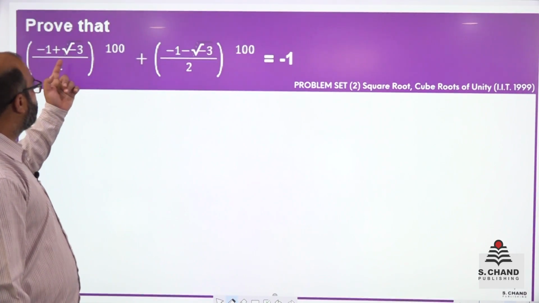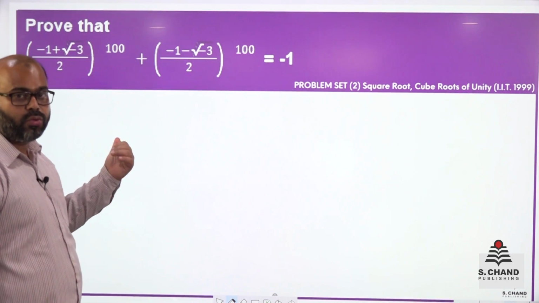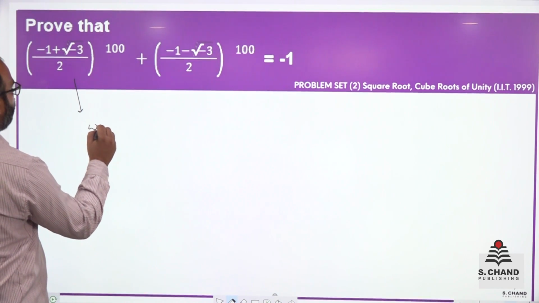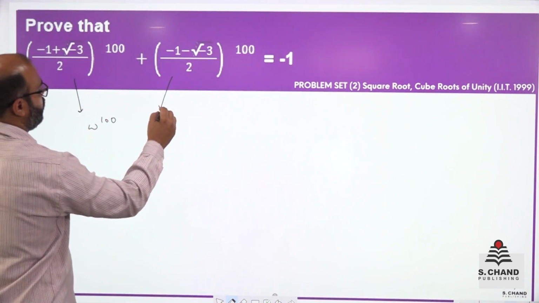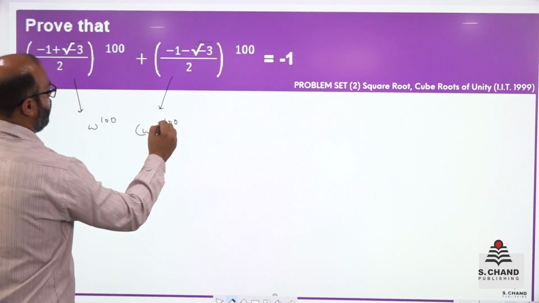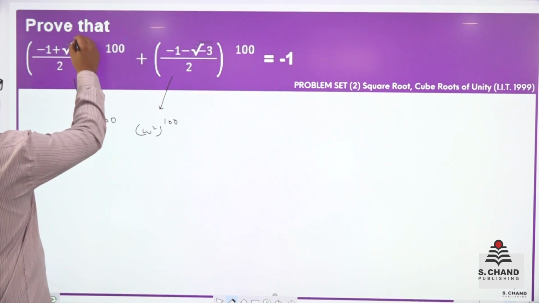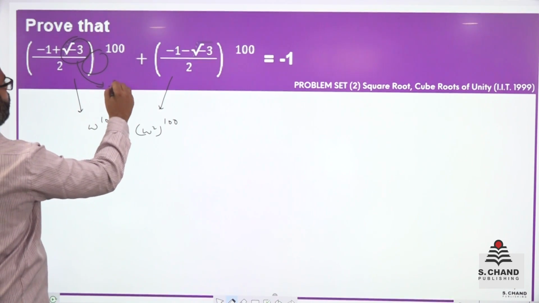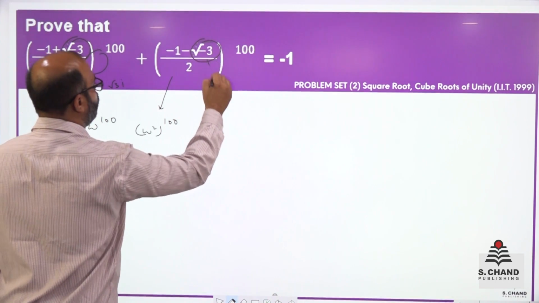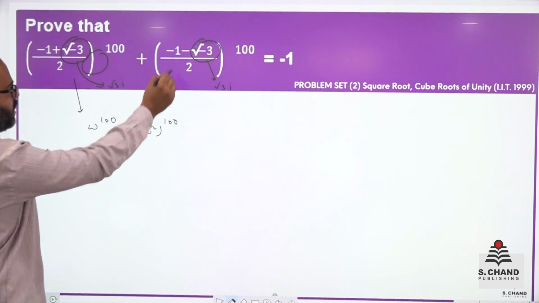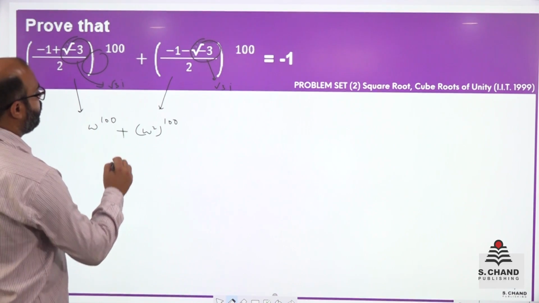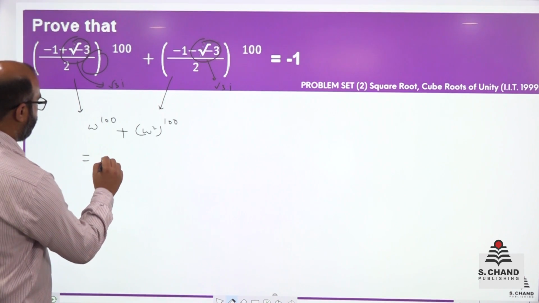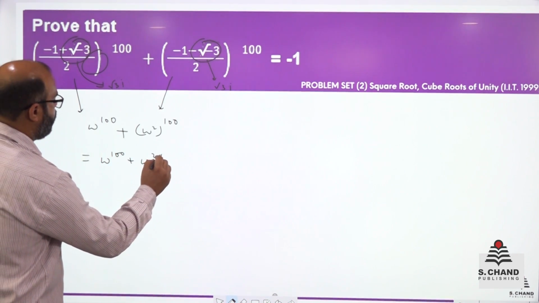Right? Now let us see the next question. Prove that minus 1 plus root 3 iota by 2, because minus root 3 under root is root 3 iota, is nothing but omega to the power 100, and this is actually omega square to the power 100, that is minus 1 minus root 3 iota by 2. There it is plus, here it is minus, and then you will add them and you have to show that it is equal to minus 1. So this is omega to the power 100 plus omega to the power 200.